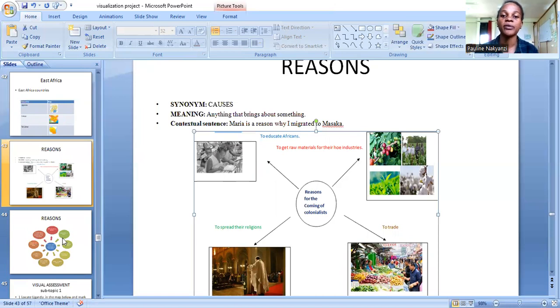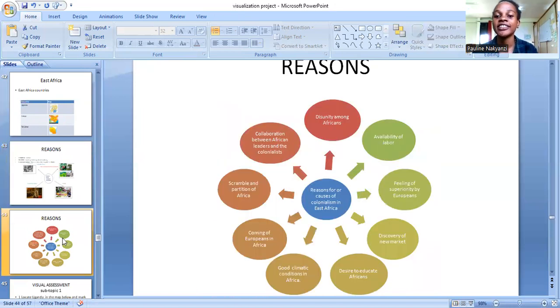Further, I went on and stated reasons for the causes of colonization in East Africa using the word spider in another alternative.